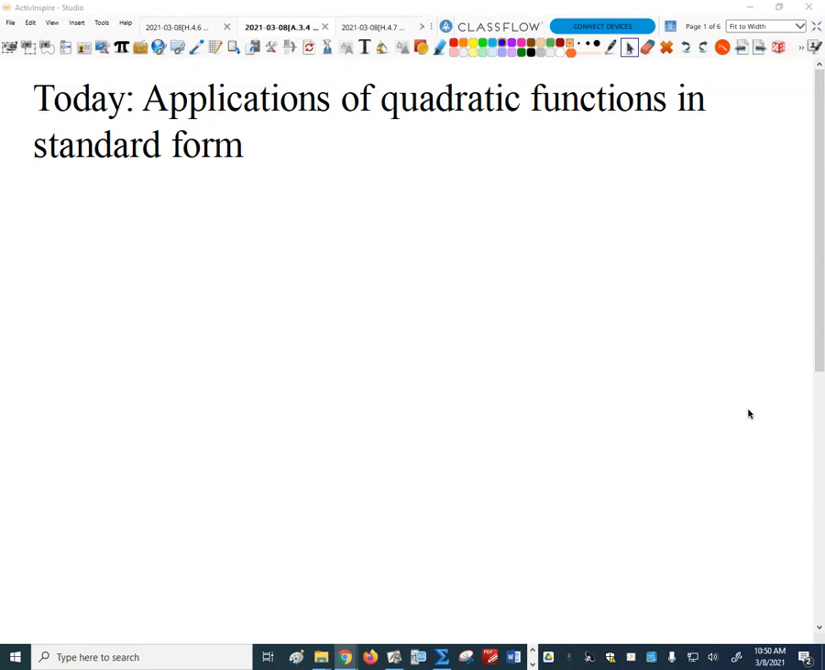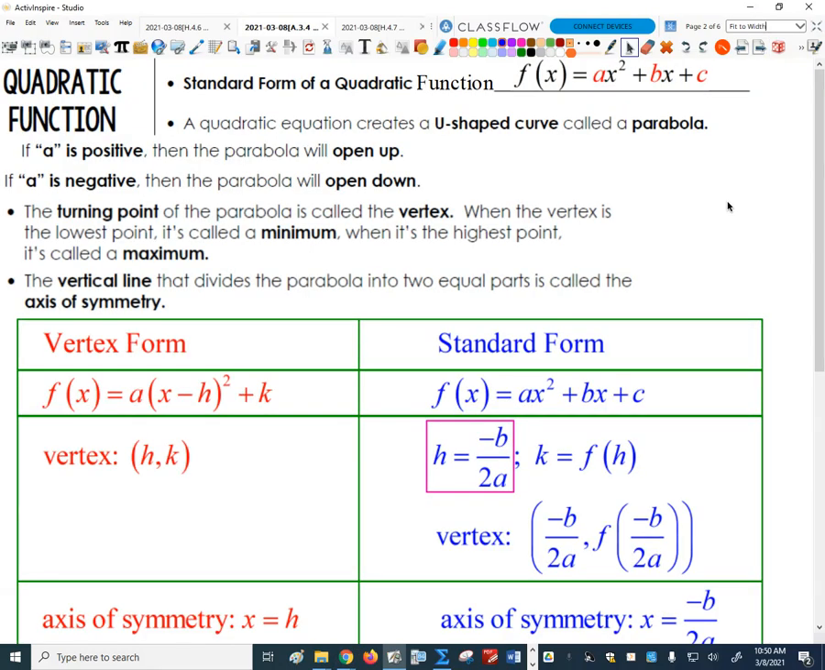All right, so we were talking on Friday about applications of quadratic functions, right? And this is an interesting intersection of abstract math and the real world. So we were looking at some problems that we were able to model with quadratic functions.